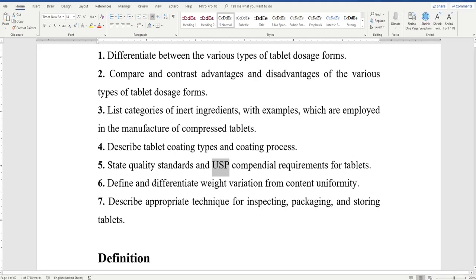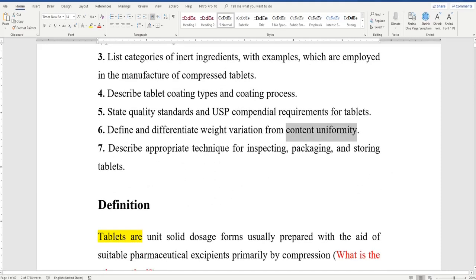In these tests, one of them is the weight variation test, and the other one is the content uniformity test. So you should be able to differentiate between these two tests. And when do you apply the weight variation test? When do you apply the content uniformity test?